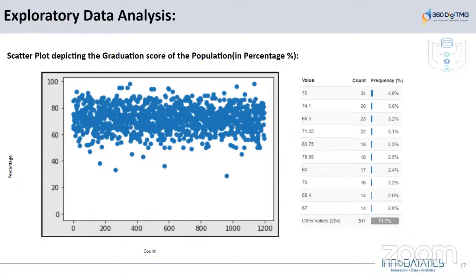Coming to the first slide under EDA, as you can see, we have a scatter plot depicting the graduation scores of the population. Initially, we received the scores in CGPA as well as percentage formats. In order to have uniformity, we converted the CGPA ones to percentage by using the x 9.5 rule. Now, as you can see, the majority of the population is above the 60% mark, so that shouldn't stand as a barrier for the students in applying for jobs or higher studies.